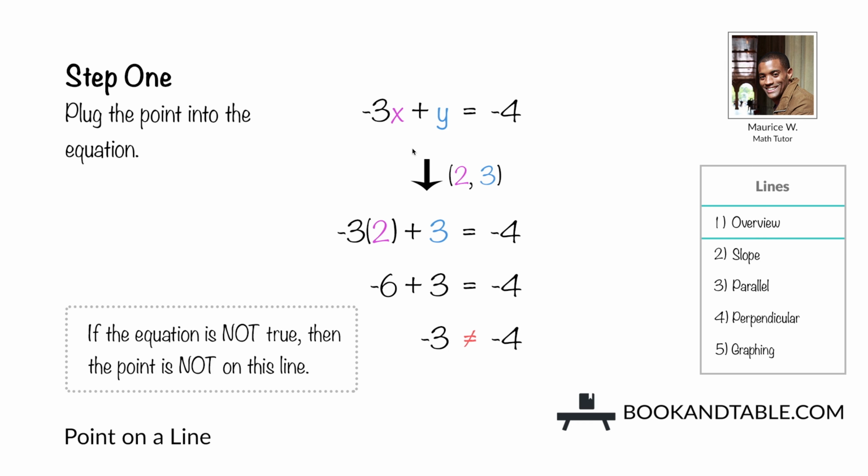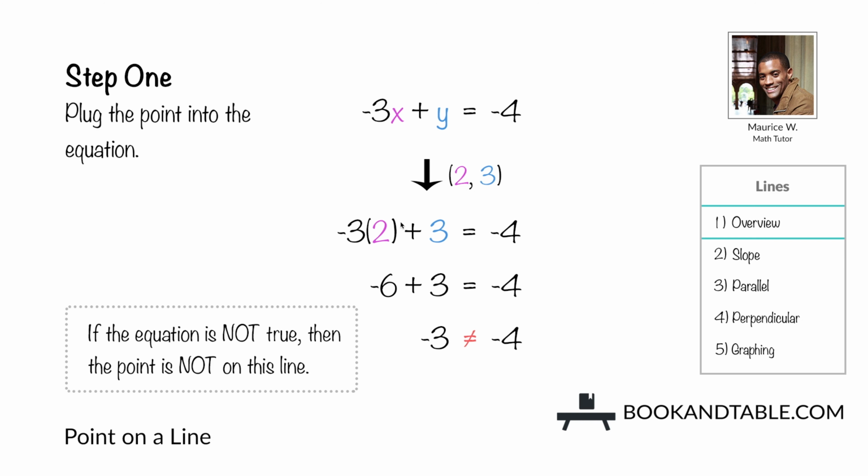There's really one step to figure this out. You plug the point into the equation. So we take the equation in standard form, negative 3x plus y is equal to negative 4. We plug in 2 for x and 3 for y. This is our x coordinate, this is our y coordinate.